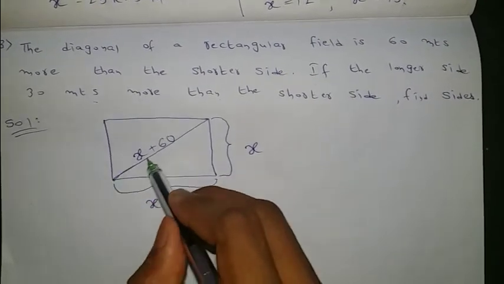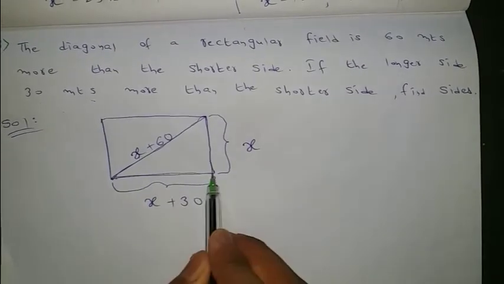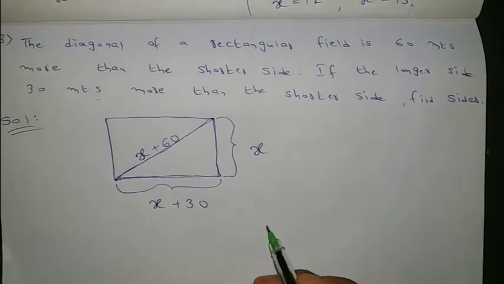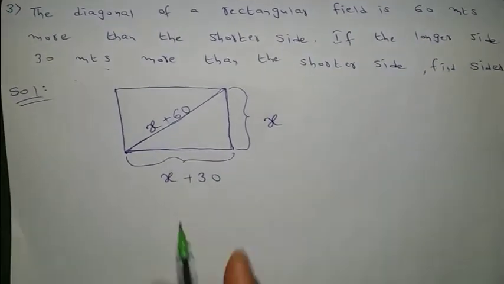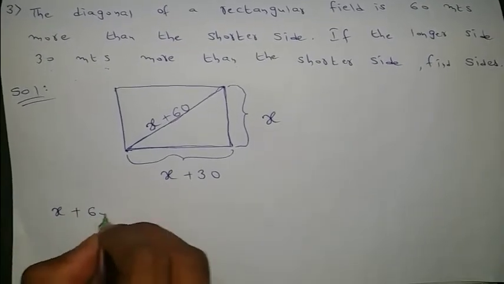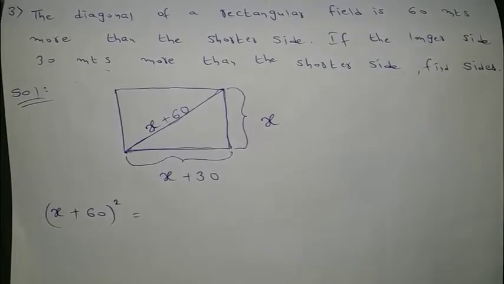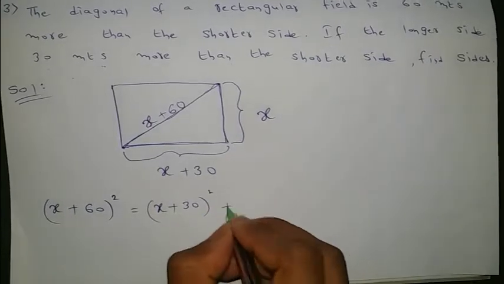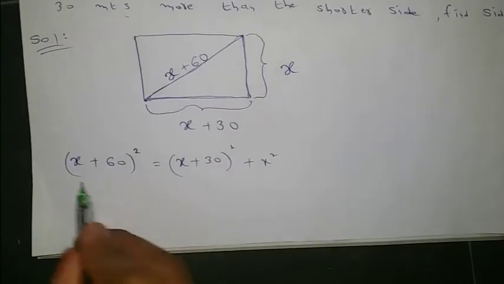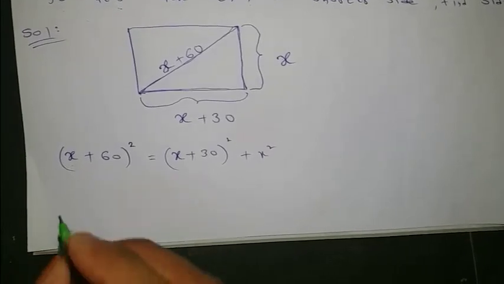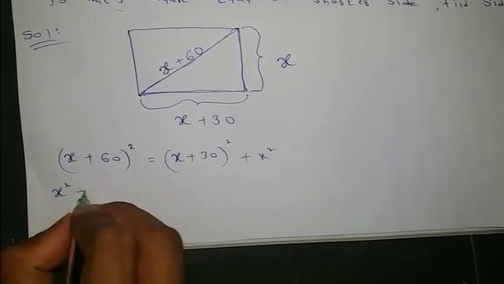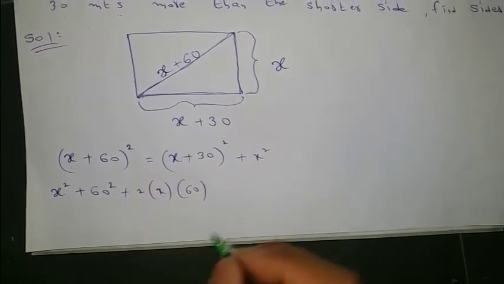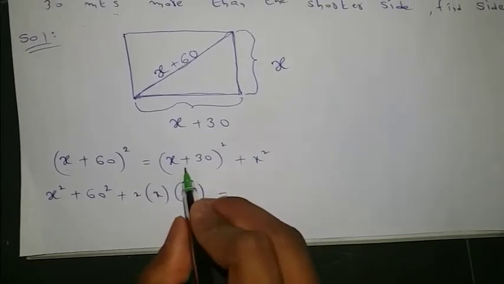So now if we observe this figure clearly, that is right angle triangle. So we need to apply Pythagoras theorem. Hypotenuse square, that is x plus 60 whole square is equals to first side square plus second side square. First side x plus 30 whole square plus second side x square. Now we need to expand it, a plus b whole square formula. So if we expand it, we will get x square plus 60 square plus 2 into x into 60, which is equals to x plus 30 whole square.